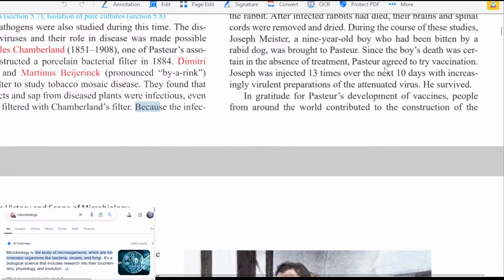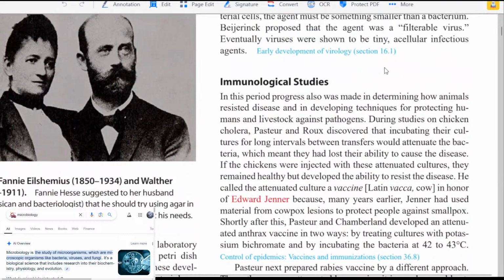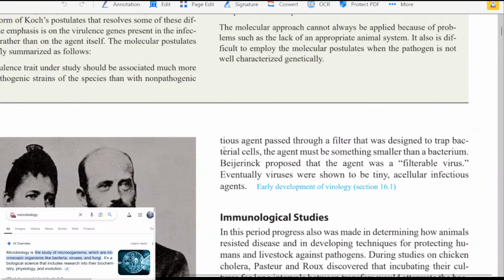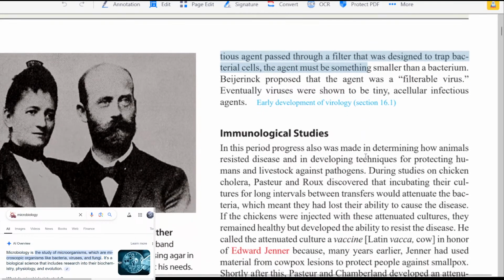How do they know that they were infectious? This is common knowledge in the history of microbiology and biology, or of viruses: the infectious agent passed through the filter that was designed to trap bacterial cells. The agent must be something smaller than a bacterium. Beijerinck proposed that the agent was a filterable virus. Eventually viruses were shown to be tiny acellular infectious agents.